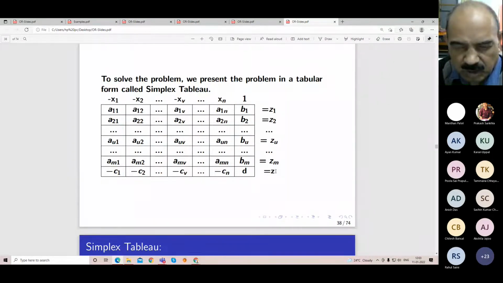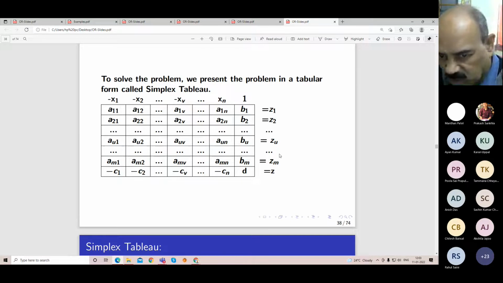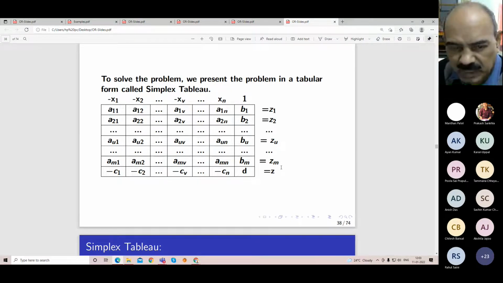For each constraint, we include a basic variable. There are n number of non-basic variables like x1, x2 up to xn, and these are z1, z2 up to zm, the basic variables. We are giving different names to basic and non-basic variables. If you put the same names like x1, x2 up to xn, then xn plus 1, xn plus 2 up to xn plus m, there will be some confusion. So in the very beginning, I am giving different names. Basic variables like z1, z2, zm are the basic variables, the rest are the non-basic variables, and z is the value of the objective function.